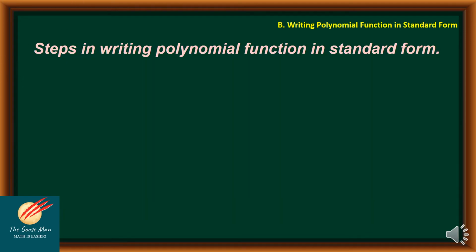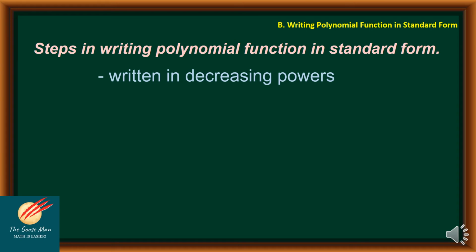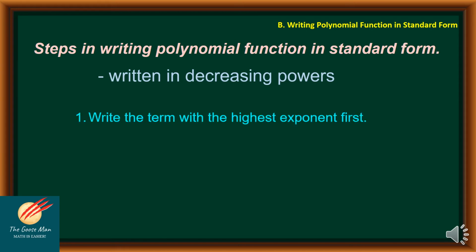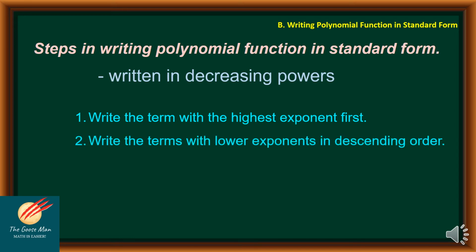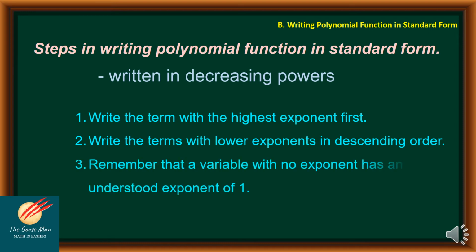Now that you know the definition of polynomial function, let's move on to writing polynomial function in standard form. By the way, if we say standard form, it must be written in descending powers. So here are the steps. Number 1, write the term with the highest exponent first. Write the terms with lower exponents in descending order. Remember that the variable with no exponent has an understood exponent of 1. And finally, a constant term always comes last.